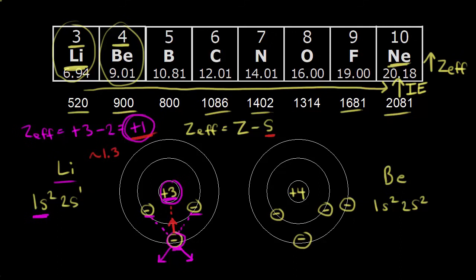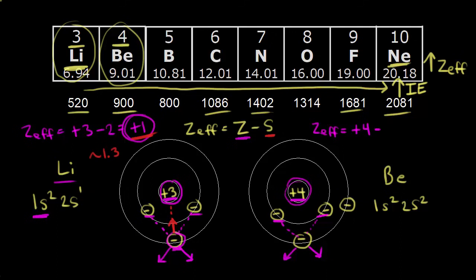Let's do the same calculation for beryllium. So the effective nuclear charge for beryllium is equal to the number of protons, right, which for beryllium is +4. And from that, we subtract the number of inner electrons that are shielding the outer electrons. So it's a similar situation. We have 2 inner electrons that are shielding this outer electron, right? They're repelling this outer electron, shielding the outer electron from the full +4 charge of the nucleus.